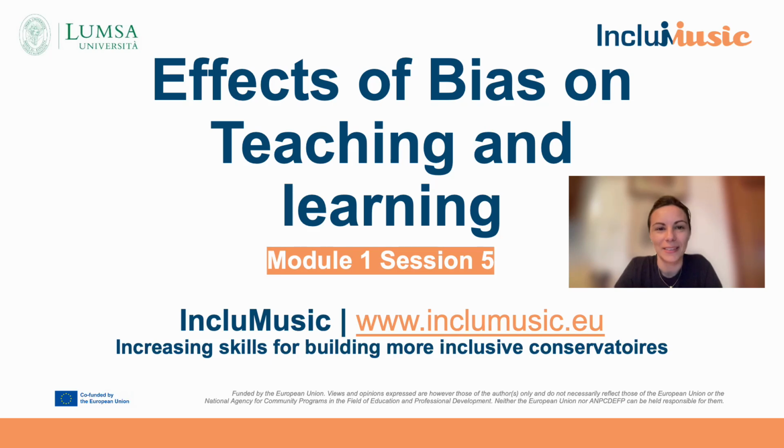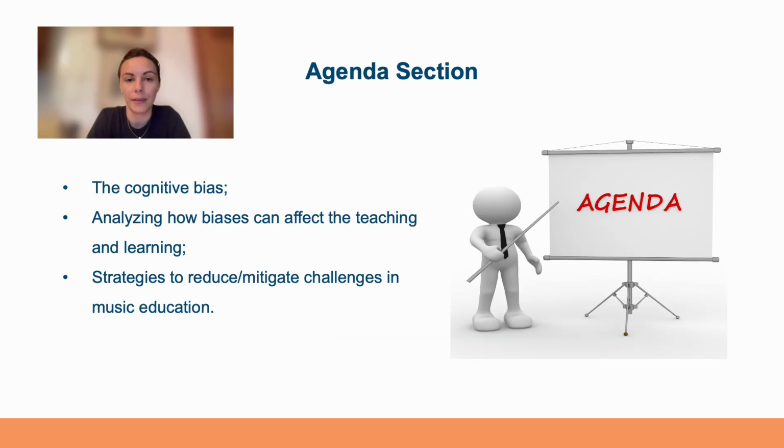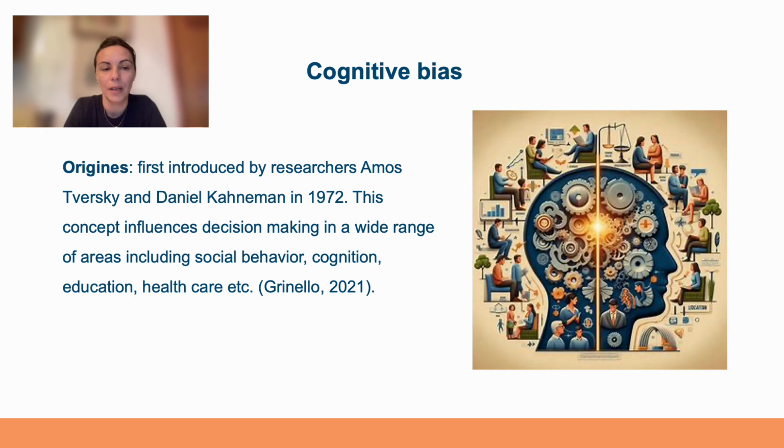Hi everyone, welcome to Module 1, Section 5 on the effects of bias on teaching and learning. In this section, we will talk about cognitive bias, analyzing how bias can affect teaching and learning, and see some strategies to reduce or mitigate challenges in music education.